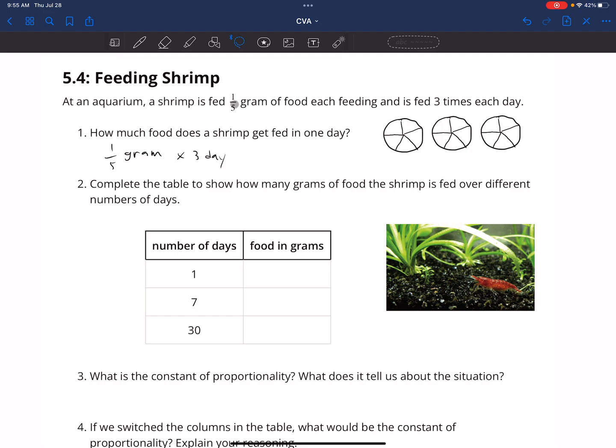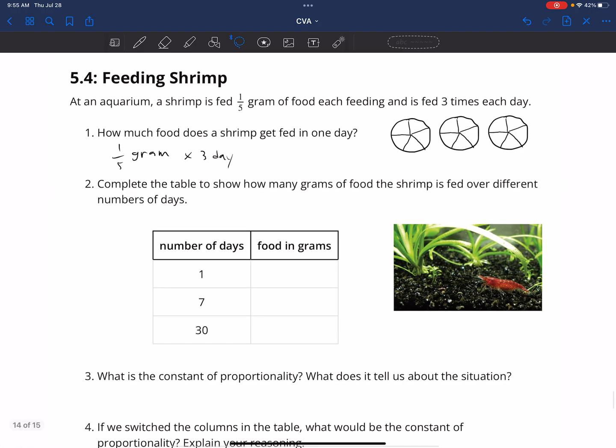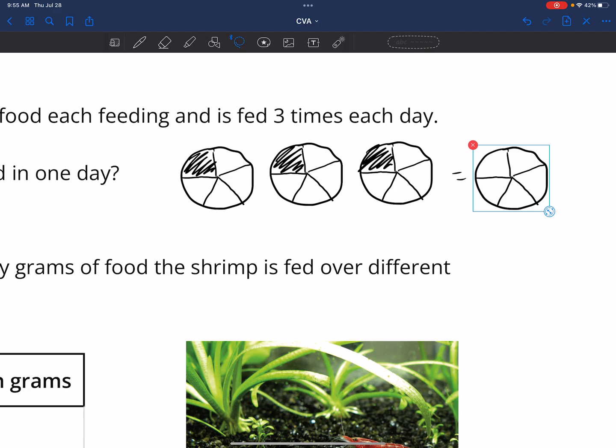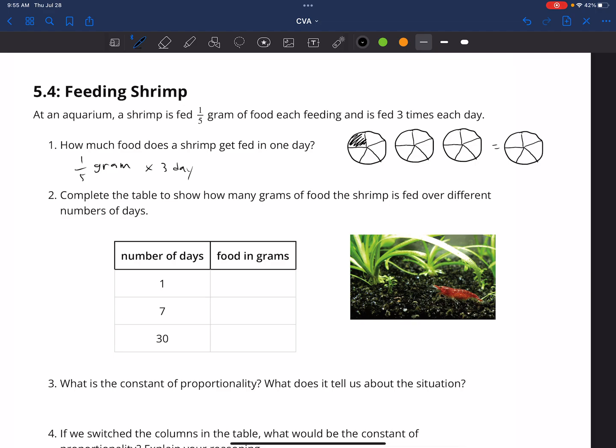So as you can see, it's fed 3 times a day. I'm going to represent 1/5. So that's 1/5 and 1/5, and if I do that, there are 1, 2, 3 parts highlighted. Actually, I might be able to make it even easier. That's a fifth, another fifth, and another fifth. These are all 1/5s.